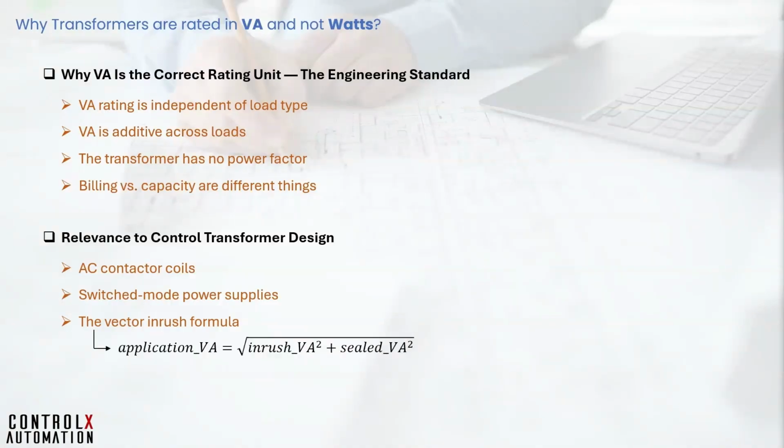The vector inrush formula shown here is itself a power triangle calculation. The inrush VA is largely reactive. The sealed non-inrush VA has a real power component P. This formula correctly adds them as perpendicular vectors, which is only possible because we are working in VA throughout. This will become clear later when we go through calculation examples. The key takeaway from this is any transformer sizing exercise that begins with watts and fails to convert to VA using the actual load power factors will produce an undersized transformer and a panel that overheats and fails.